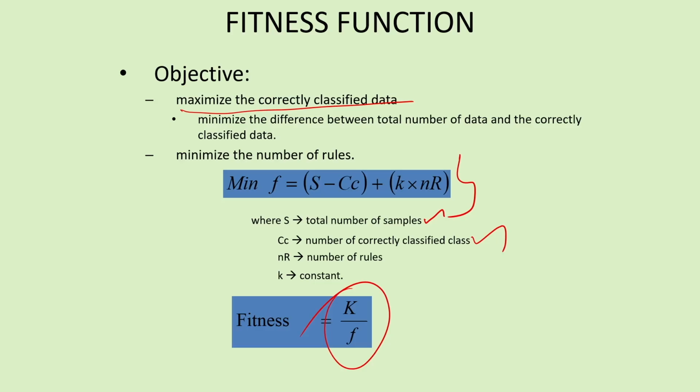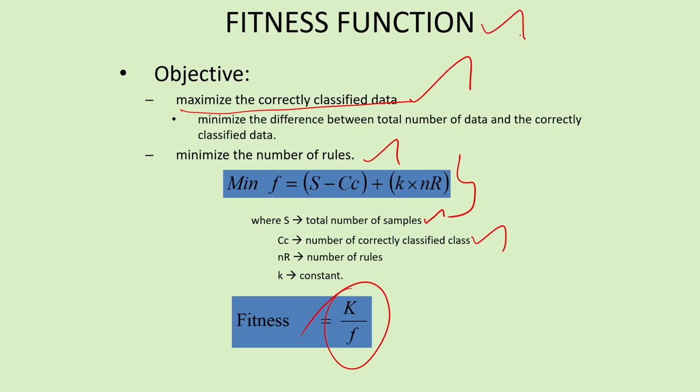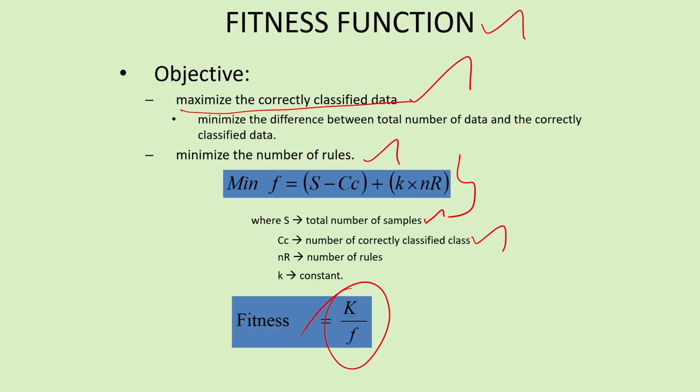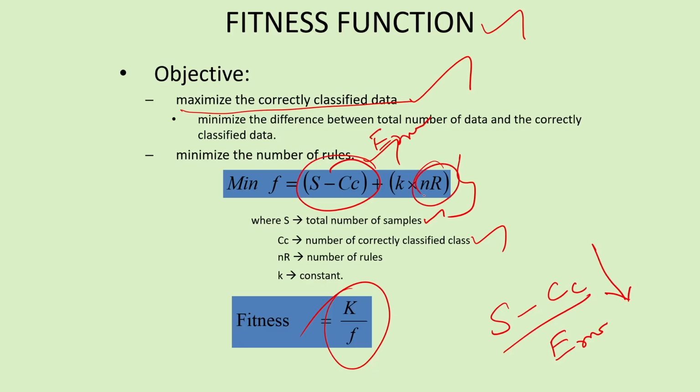So our objective is to maximize the number of classified data as well as minimize the number of rules. If you minimize the number of rules as much as possible, then we can say that the system is very compact and easy to handle. So that's the idea with which the fitness function is generated. Once again, recollect the idea. Our objective is to maximize the correctly classified data. Maximizing the correctly classified data is treated in the form of an error, which means the error has to be minimized. So this S minus CC is the error, and the other term is to minimize the number of rules.